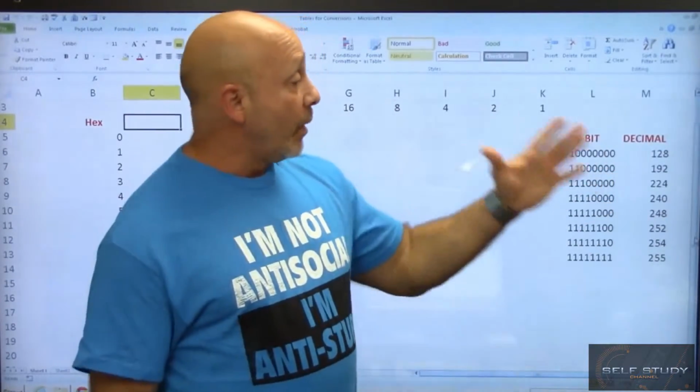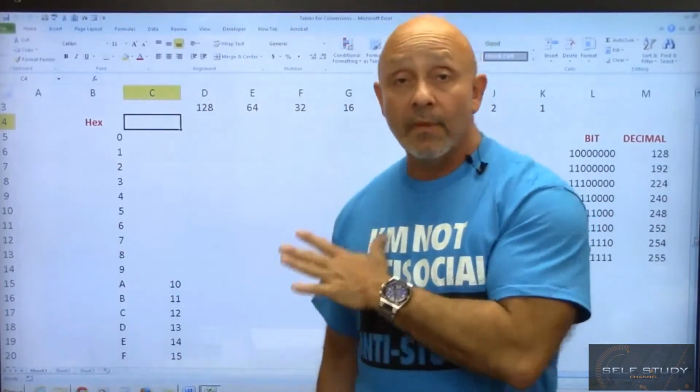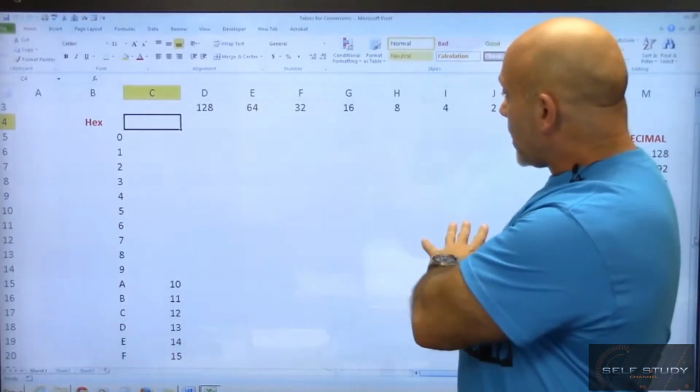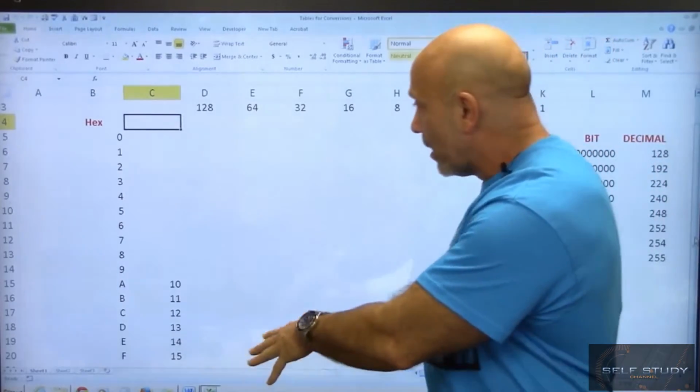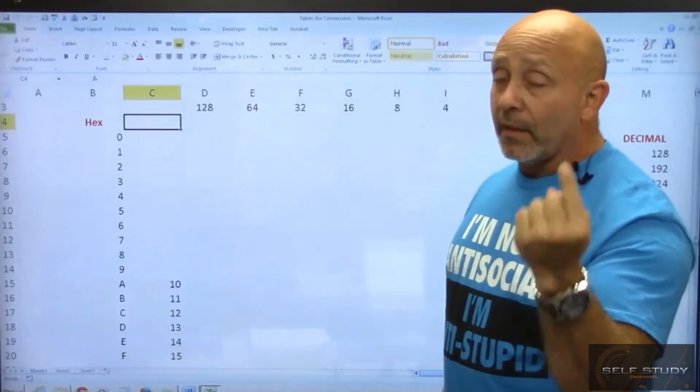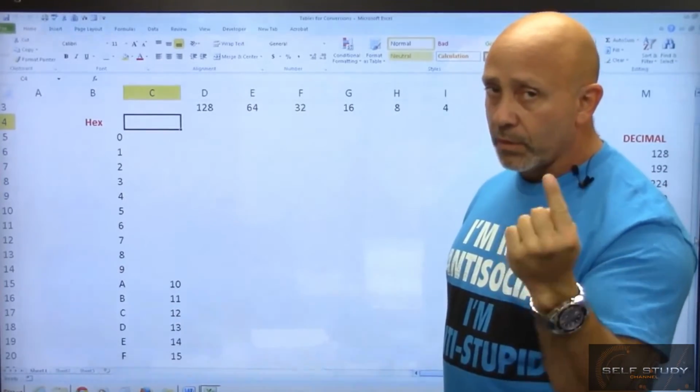So anyway, these are the tables that we use when we convert from hex to decimal, from decimal to hex, from binary. And always remember, binary is always your middle ground. Always your middle ground. Okay?